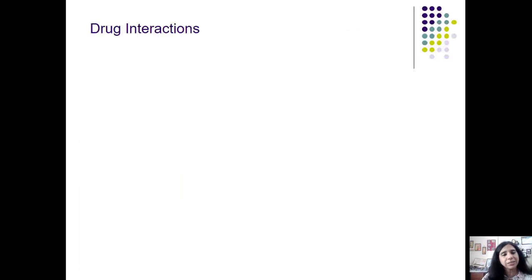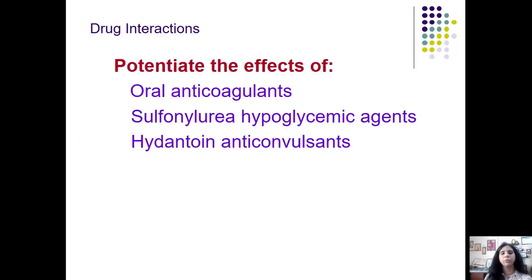There are some drug interactions also seen with the sulfonamides. They potentiate the effects of oral anticoagulants, because they might inhibit the metabolism of oral anticoagulants like warfarin. They might displace the hypoglycemic agents from their plasma protein binding site, especially the sulfonylurea type of hypoglycemic agents, which are basically having a structural similarity with sulfonamide. So this displaces the sulfonylurea from their binding site. So more of sulfonylurea in the blood means enhanced hypoglycemic action.